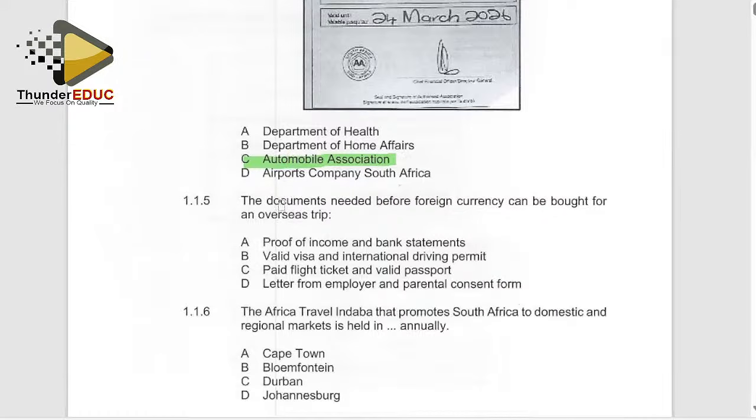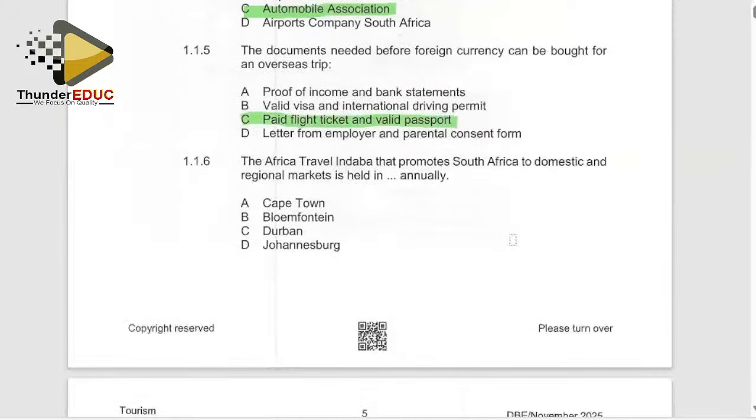Then 1.1.5, the documents needed before foreign currency can be bought on an overseas trip. So before you buy foreign currency for an overseas trip, you must produce evidence that you are going to travel abroad. So this should be in the form of a paid flight ticket and a valid passport. You must have a paid flight ticket and a valid passport in order to buy foreign currency for an overseas trip. So this is basically proof that you're traveling abroad. Then moving on to the next question.